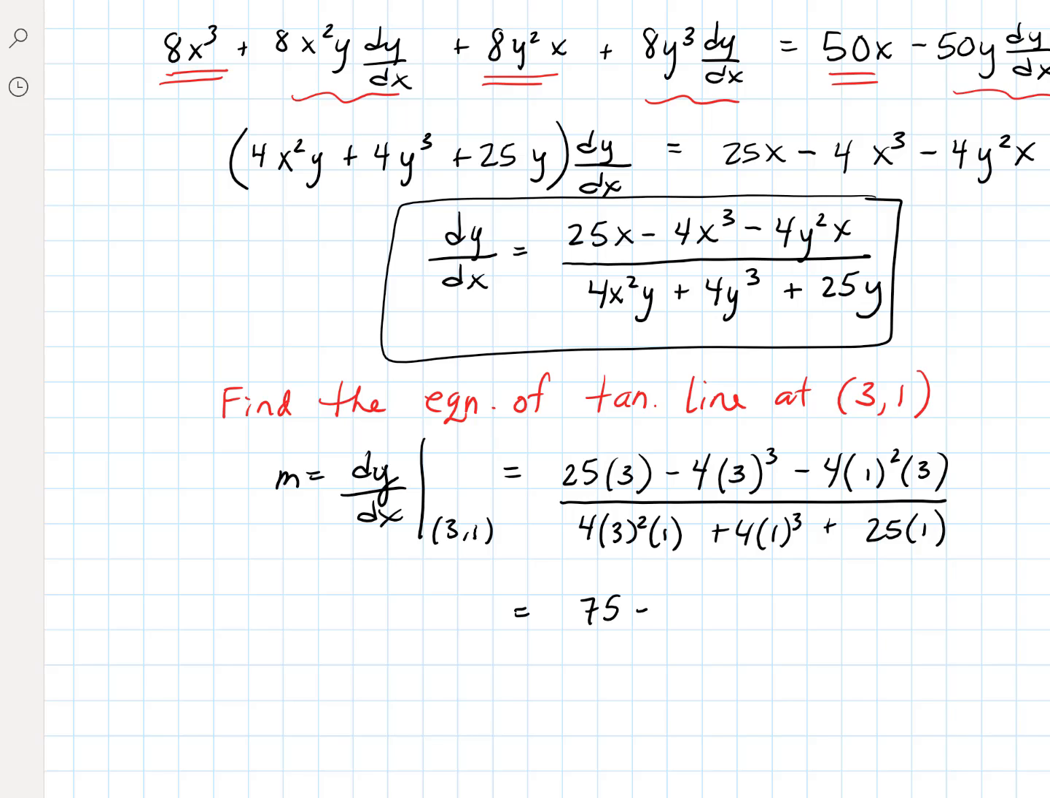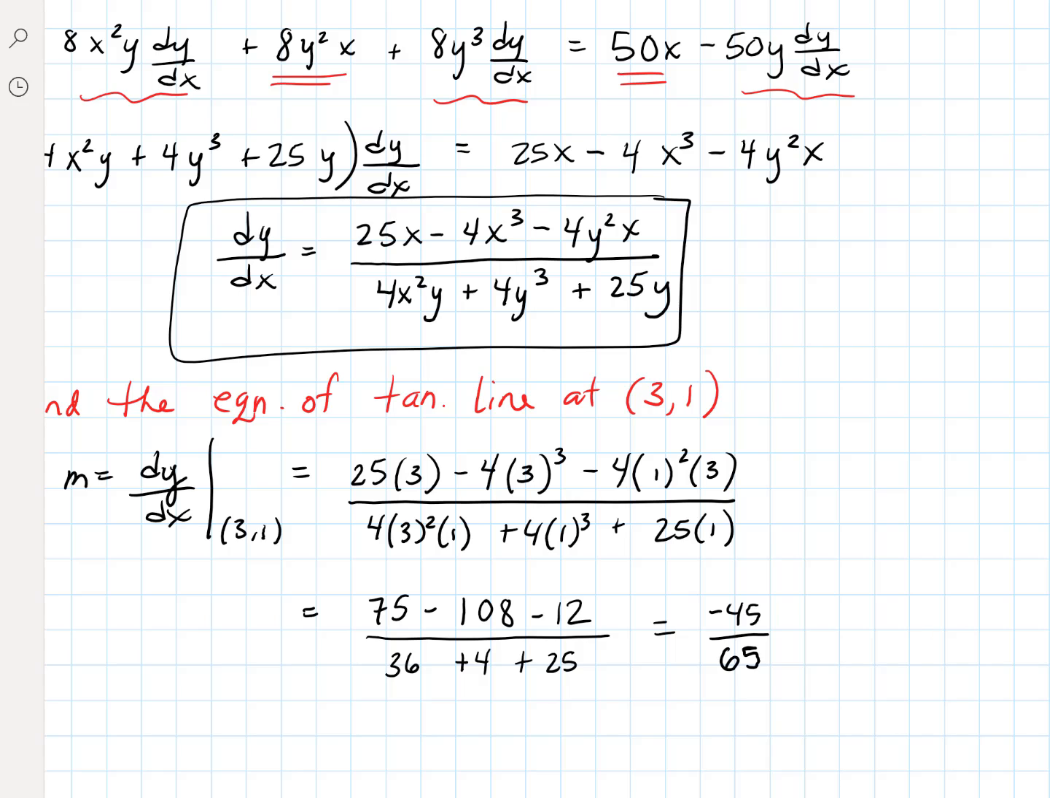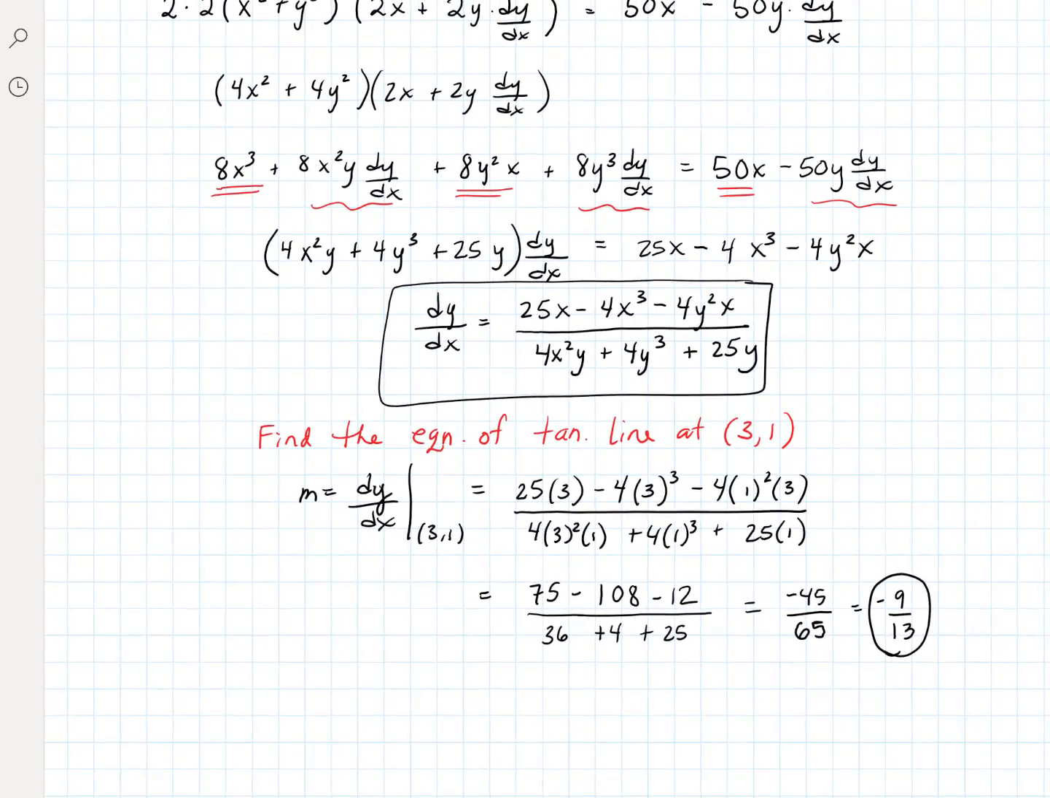So we got 75 minus 4 times 27, 108, minus 12, over 4 times 9, 36, plus 4 plus 25. And we end up with negative 45 over 65. And negative 45 over 65, obviously that's going to reduce, so we've got our negative 9 over 13 as our slope. So we have negative 9 over 13.